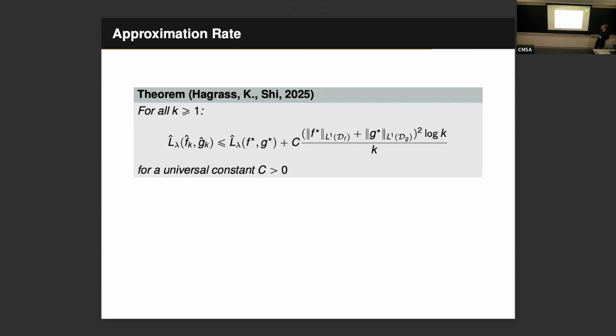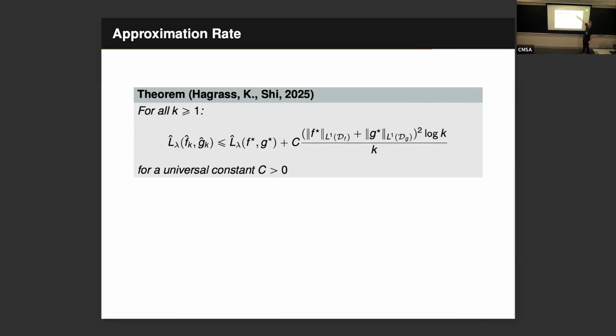Okay, so what can you prove using this algorithm? What you can prove is that the empirical loss at the kth iterate of this alternating forward selection procedure is less than or equal to the empirical loss at the population minimizers plus some error that scales like log of the iteration divided by the iteration. And then you have this atomic norm here, which reflects the capacity.